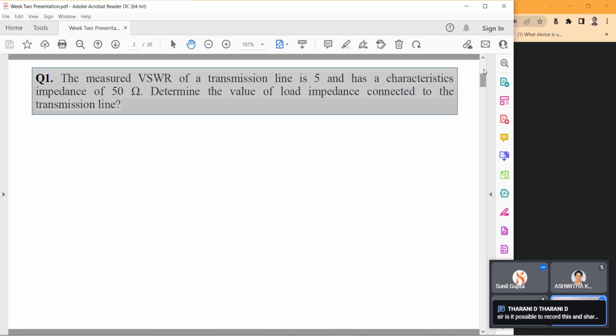So this is the first numerical. The problem is: the measured VSWR of a transmission line is 5 and it has a characteristic impedance of 50 ohm. Determine the value of the load impedance connected to the transmission line.